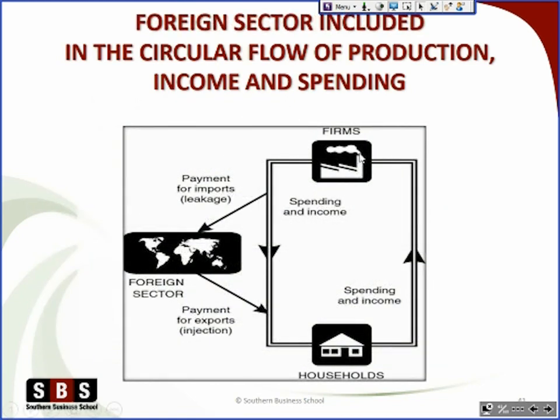And this one is the same graph. It's just with the foreign sector. This graph is important maybe. Foreign sector included in the circular flow of production, income and spending. So you've got to recognize the firms and the households and the foreign sector, how it impacts. Normally the payments flow, the firms import and there's a flow to the foreign sector. And to the households from the foreign sector, it's payment for the exports and so on. So these two arrows are important in this slide. You may be given this slide and you've got to know that the flows are from the firms to the foreign sector, from the foreign sector to the households.